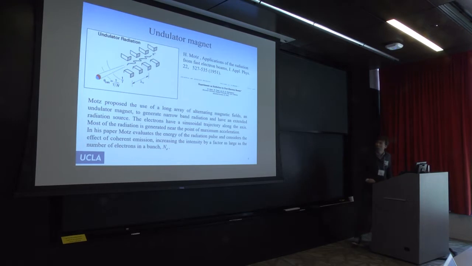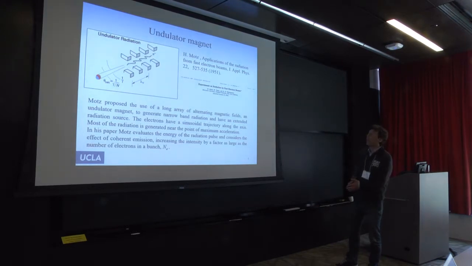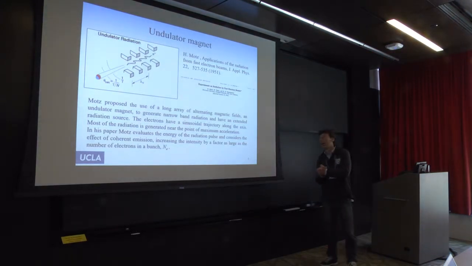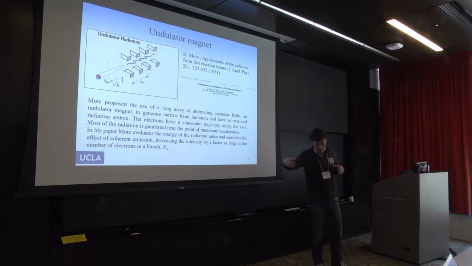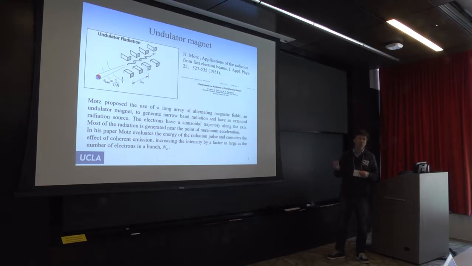And the mechanism by which we are getting radiation out of the particle, of course, is this undulator magnet, which was developed like 70 years ago or something, actually at Stanford, from Motz. He proposed to use a periodic arrangement of magnetic field in order to wiggle the particle back and forth and extract a lot of radiation output.